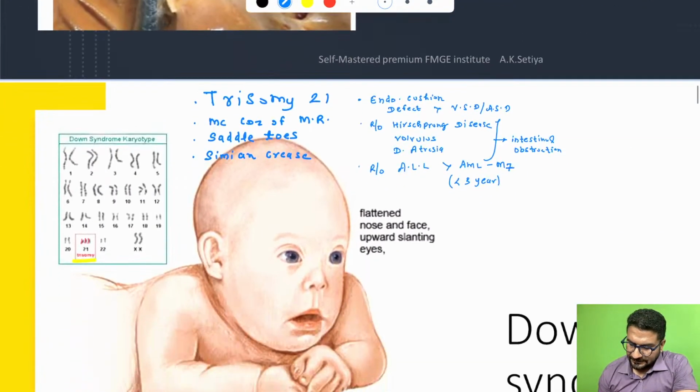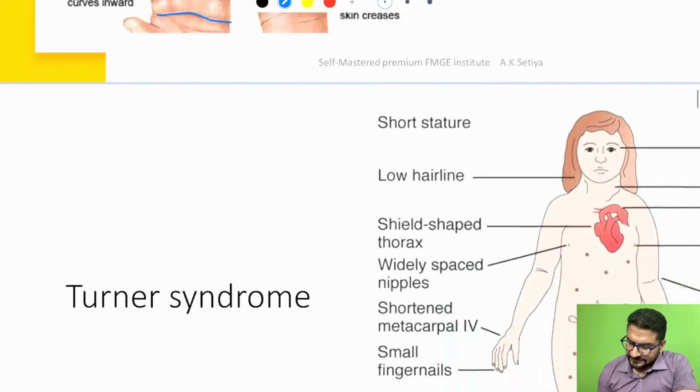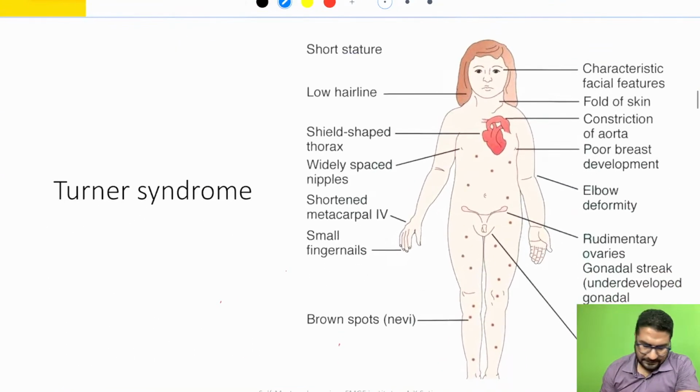So these are the MCQs that they ask on Down syndrome. Now compare this with Turner syndrome. अब इसको कंपेयर करते हैं टर्नर सिंड्रोम से. So how we can compare this with Turner syndrome. अब इसको देखो, look at the screen.